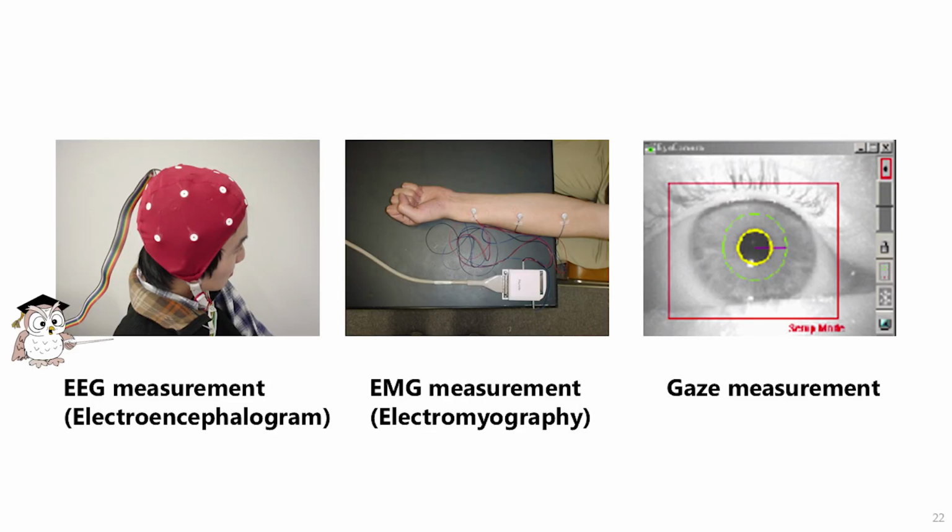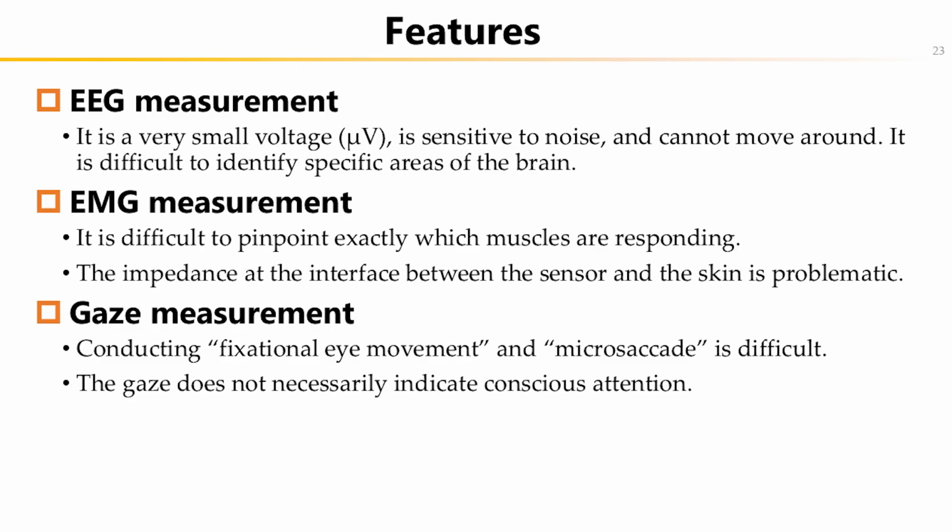When it comes to biometric measurements, the ones you often see are the electroencephalogram, EEG, measurement on the left, the electromyography, EMG, measurement in the middle, and the gaze measurement on the right. No detailed explanations will be given here, just some simple notes. EEG is a very small voltage such as microvolts, is sensitive to noise, and cannot move around. It is difficult to identify specific areas of the brain.